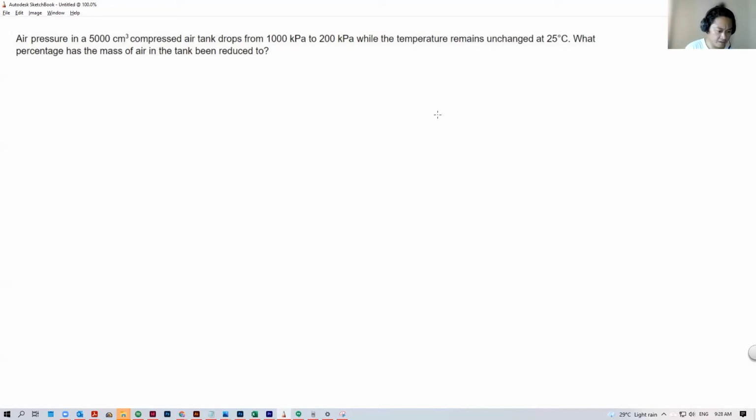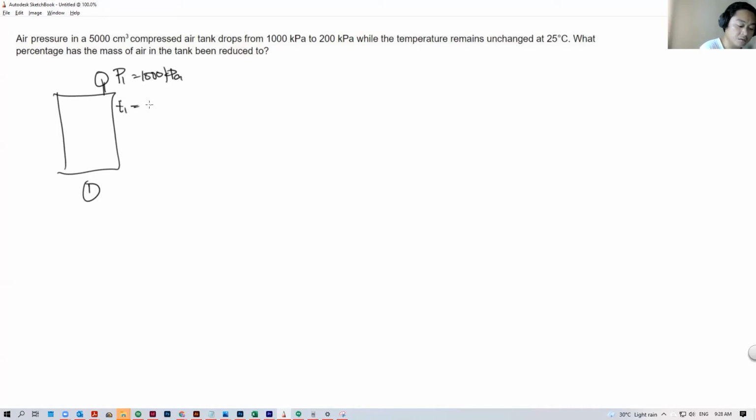So if we're going to draw our schematic diagram, say this is our compressed air tank at state 1. We say this is our gauge pressure, and our pressure at state 1 is 1,000 kilopascals. Now the temperature here remains unchanged. So T1 is equal to 25 degrees Celsius, and this is equal to our T2 here. So T2 is equal to 25 degrees Celsius. We're just going to write that down. So this is going to be our state 2.